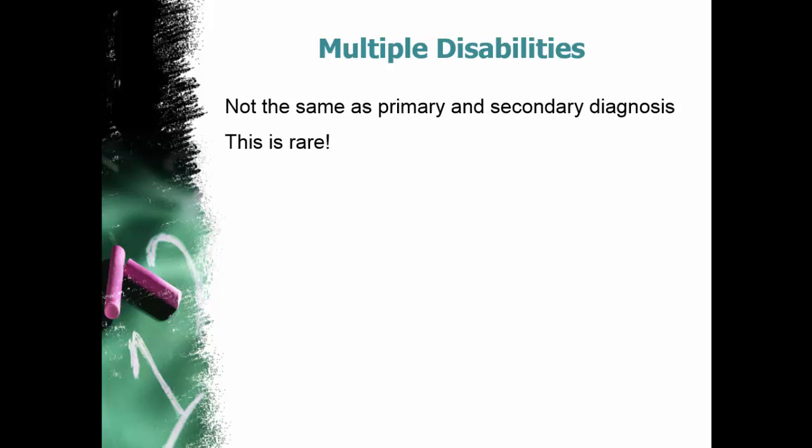A student that falls in the category of multiple disabilities is extremely rare. This is a student who has 2 or more of the different disability categories that we previously discussed, but they both impact the child so greatly that you cannot consider one a primary and one a secondary diagnosis. Many students in special education do have primary and secondary diagnoses, where the primary diagnosis is where they receive the majority of their special education services. So make sure that you understand that these two are not the same.